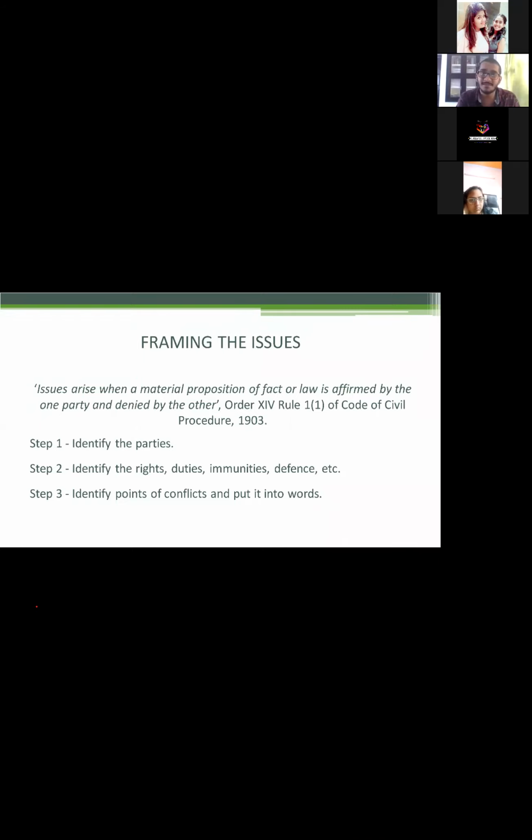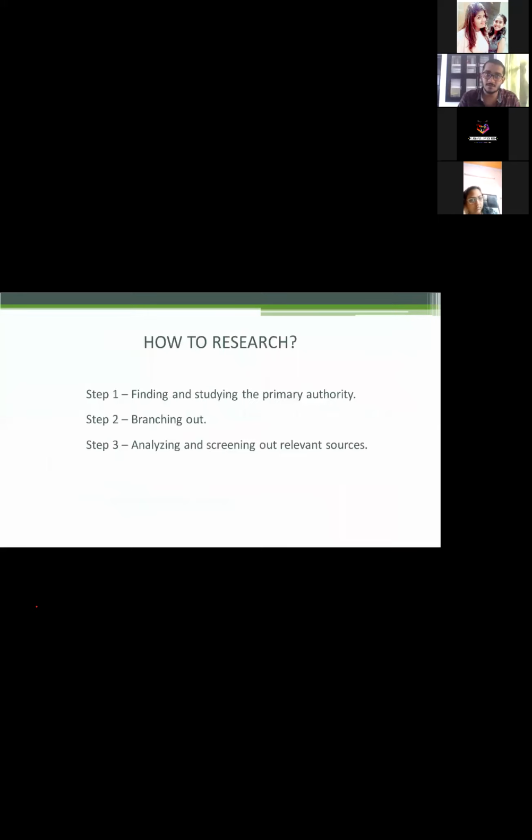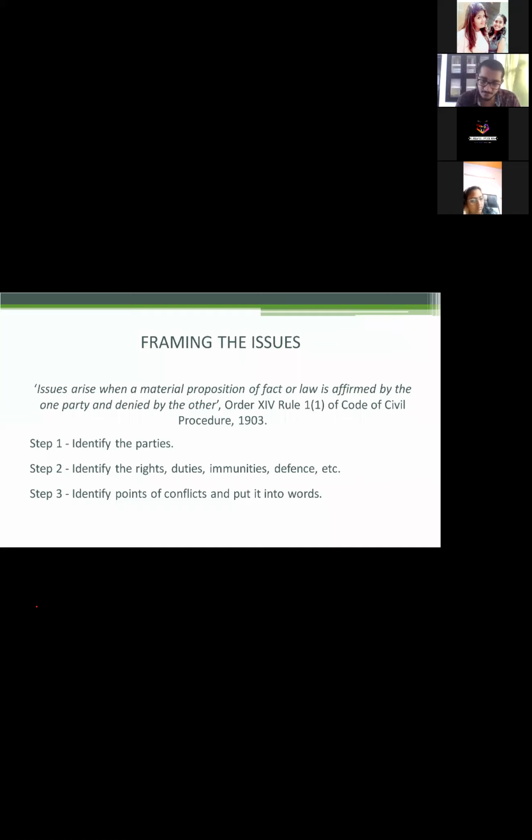So what is important is there is a material proposition, meaning a proposition through which the parties claim a right. So there is a particular proposition. A person is claiming that I have a particular right, and the other party is denying that. So we have a proposition of law, and one party is saying that I have that right, or I have that defense, and the other party is saying that is not correct and you are not correct. So this is what an issue is, and this can be done stepwise.